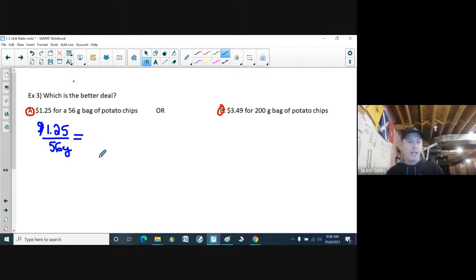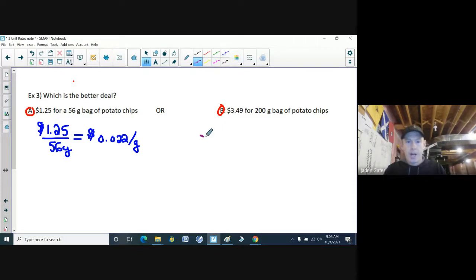All right, and let's see here. We're going to get a decimal here. I take my $1.25 divided by 56, and I get 0.022 per gram. Again, my units here are dollars per, and this time per gram. All right, now I'm going to compare it to B.